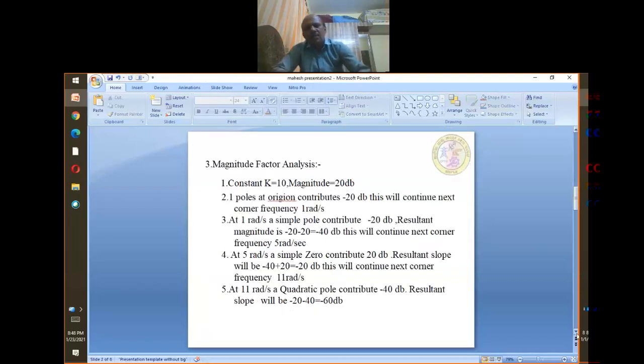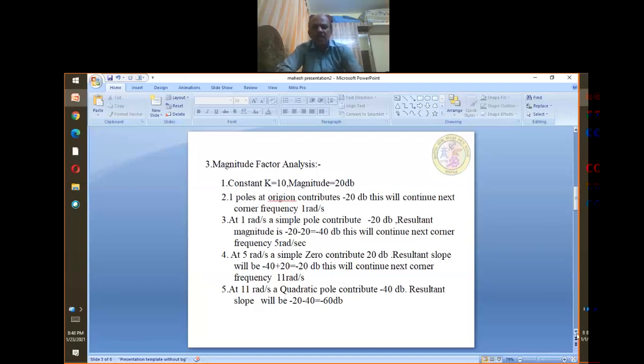Next comes the magnitude factor analysis. First find the magnitude of the constant. The magnitude contributed by the constant is 20 log base 10 of that constant, 20 log 10, which is 20 decibels. Then next comes one pole at the origin, always at -20 decibels per decade. This continues until the next corner frequency, 1 radian per second. At 1 radian per second, one simple pole contributes -20. The resultant slope is -20 - 20 = -40.